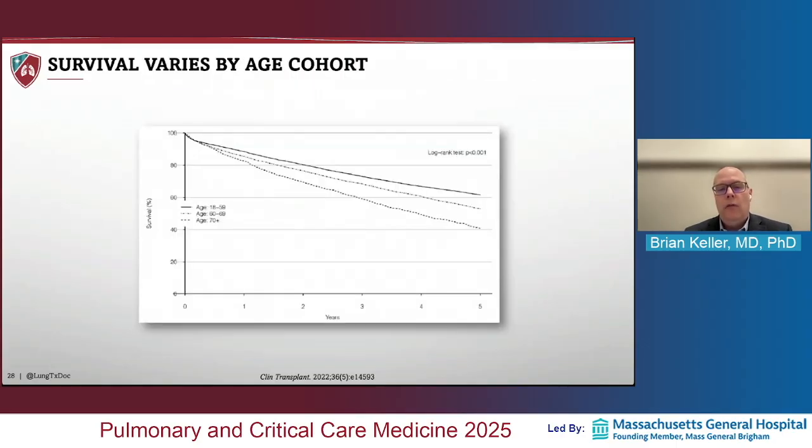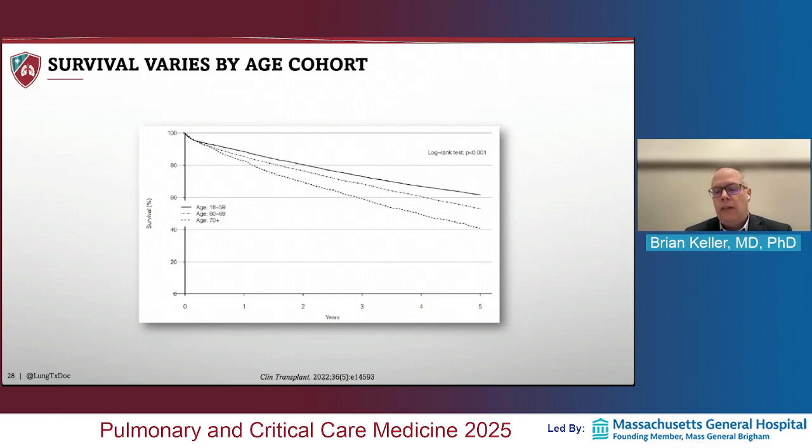So when we look at the overall survival of these patients, you can see that there are survival differences by age group, with patients under the age of 60 having the best long-term survival, those 60 to 69 having intermediate survival, and those patients over the age of 70 having the lowest long-term survival.